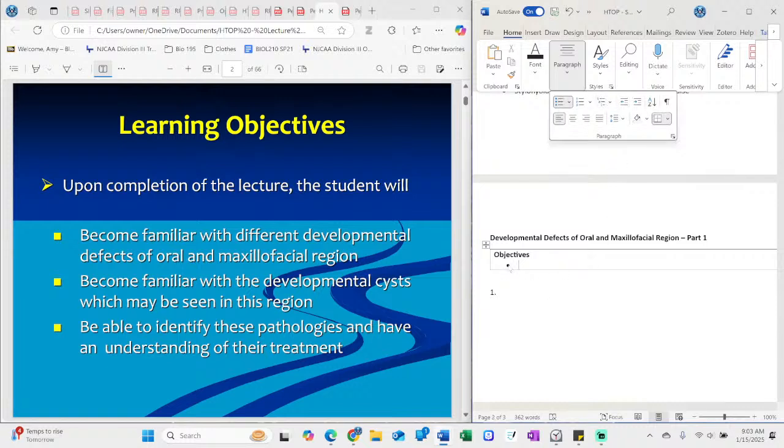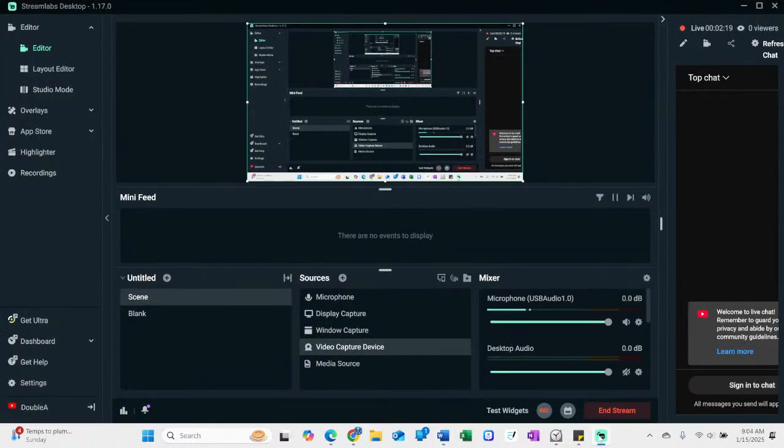So welcome to another session, another semester of work. Today we are going to start with the developmental defects of the oral and maxillofacial region. This is the first part, and I have one more that we cover next. Can you hear me at the back?